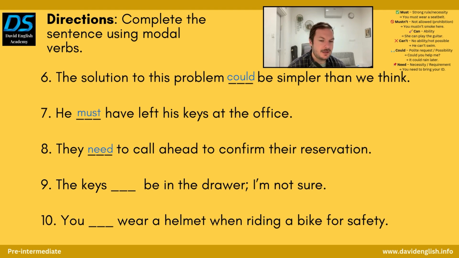Here, we're talking about possibility. I'm going to say the keys could be in the drawer. I'm not sure. Number 10, you must wear a helmet when riding a bike for safety. This is a strong rule because this is about safety. Yeah, you must wear a helmet when riding a bike for safety, for sure.